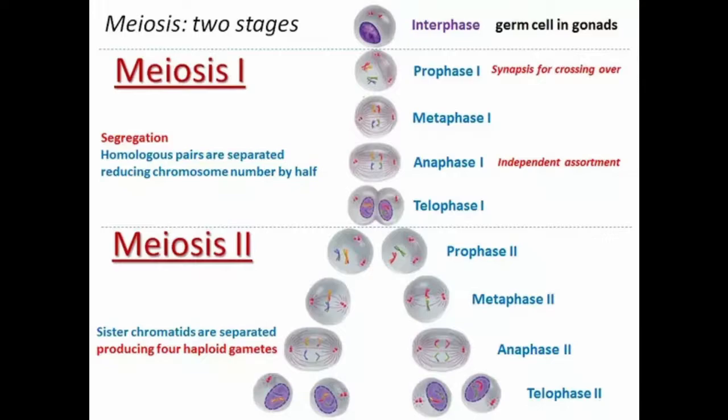Now during telophase 2, nuclear membranes start to form around the chromosomes again. Cytokinesis occurs and 2 diploid cells have now divided into 4 haploid cells.